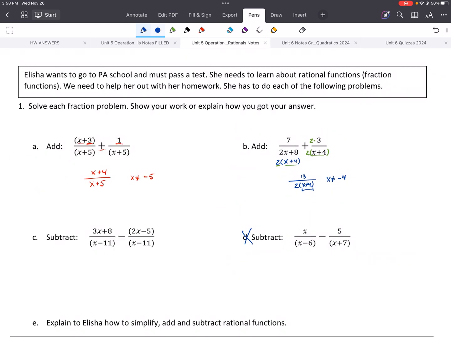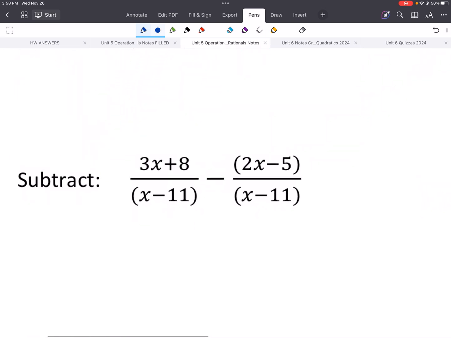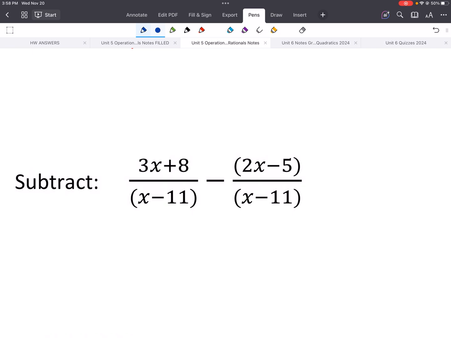Okay, all right, let's try an example of subtraction. Again, we have to have a common denominator. It already does, so check.